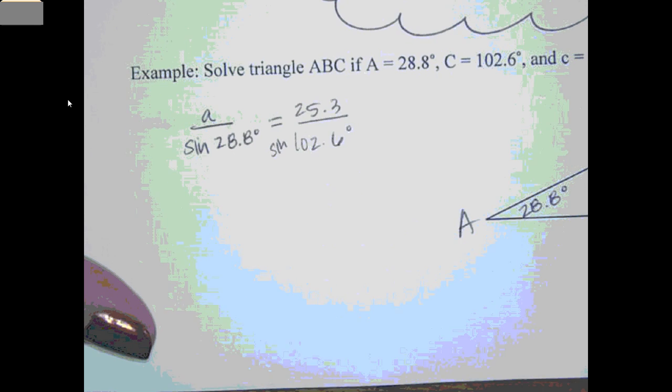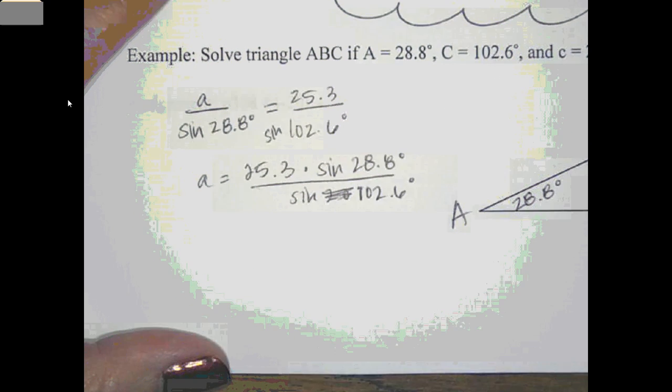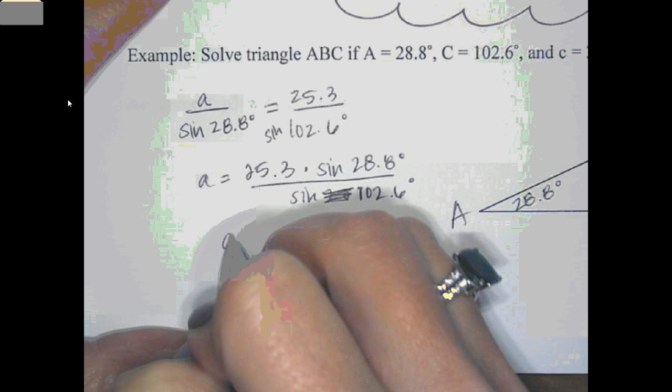So let's do C over sine of C. So we have 25.3 over sine of 102.6 degrees. How do you get A by itself? You can cross multiply or just multiply both sides by sine of 28.8 degrees. So on the top we have 25.3 times sine of 28.8 degrees. We're going to divide by sine of 102.6 degrees. Alright, somebody type all that in and tell me what you get.